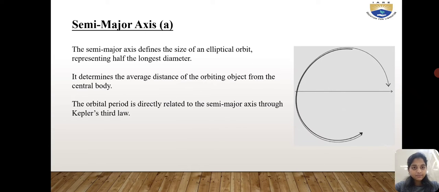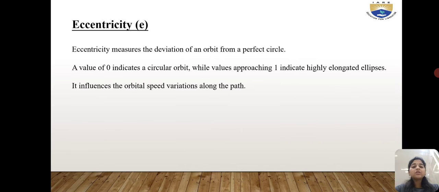Semi-major axis, A. The semi-major axis defines the size of an elliptical orbit, representing half the longest diameter. It determines the average distance of the orbiting object from the central body. The orbital period is directly related to the semi-major axis through Kepler's third law.